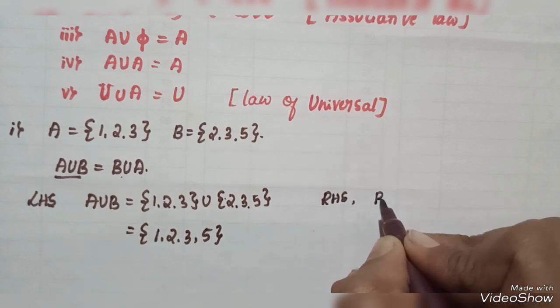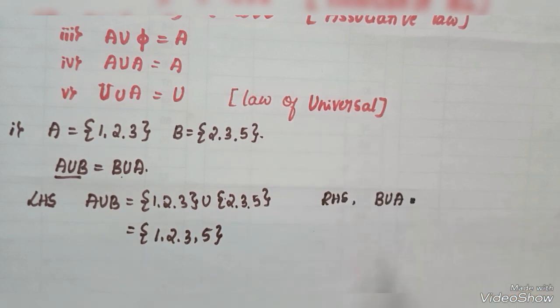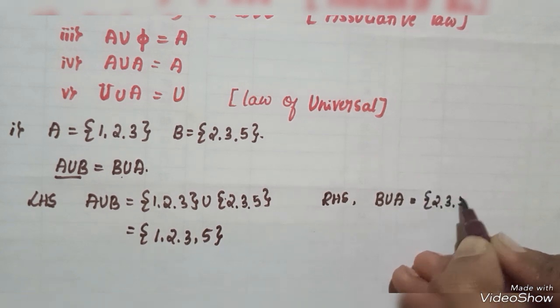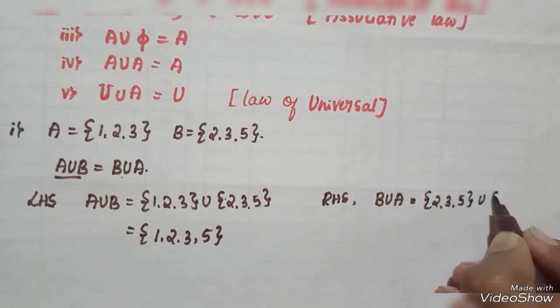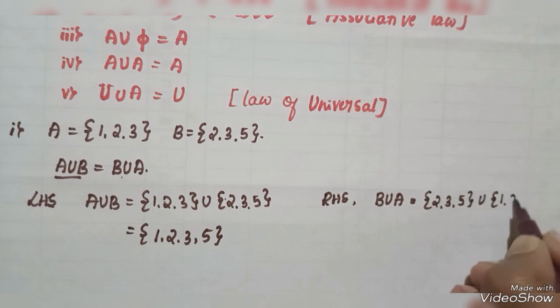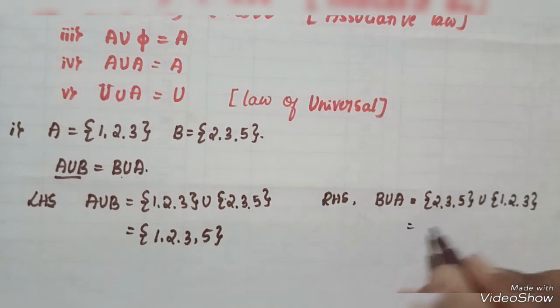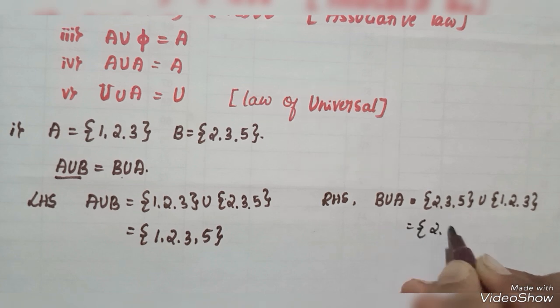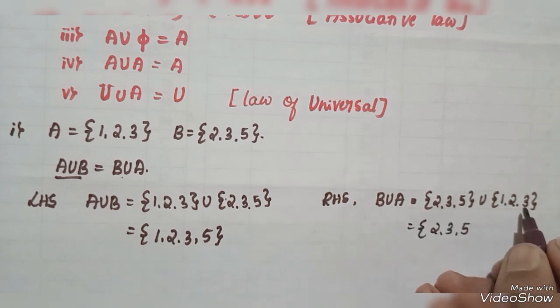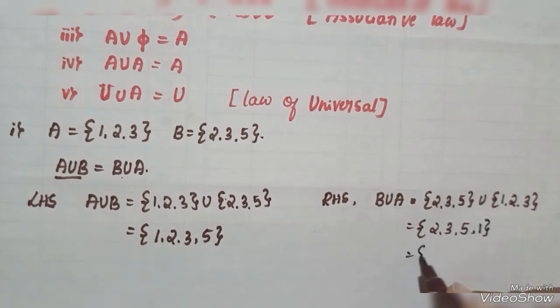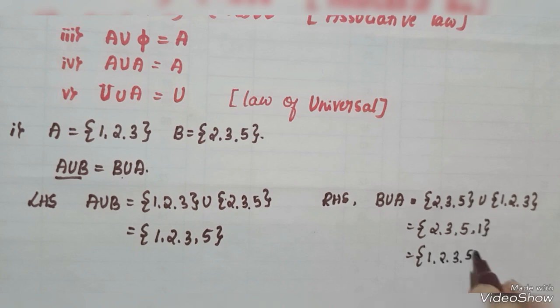Here, B union A. First I have written the B set 2, 3, 5, union 1, 2, 3. Okay, write 2, 3, 5. 2 and 3 are common, here also 2 and 3 are common. Then 1. Arranging in ascending order: 1, 2, 3, 5.